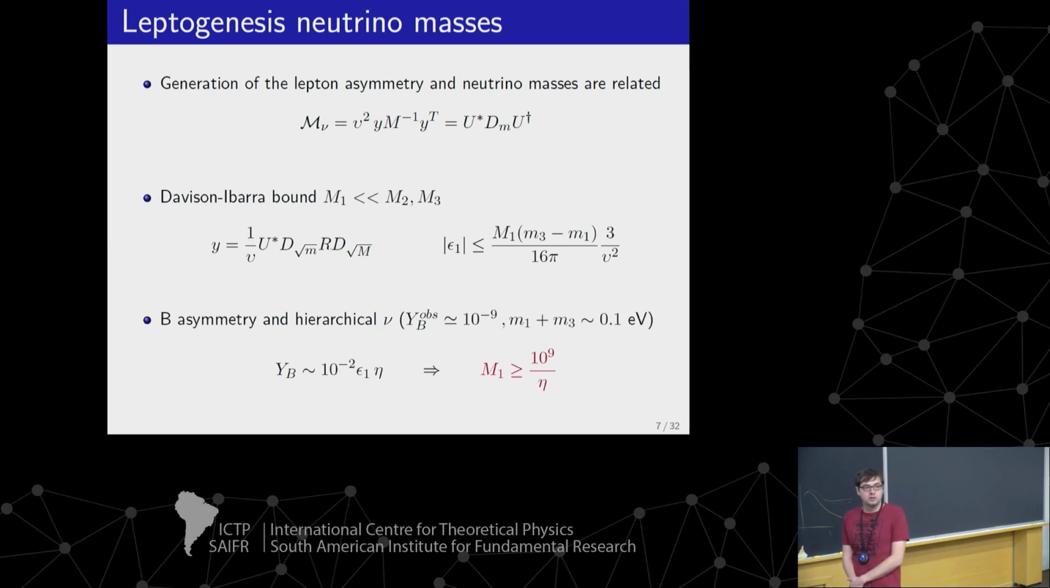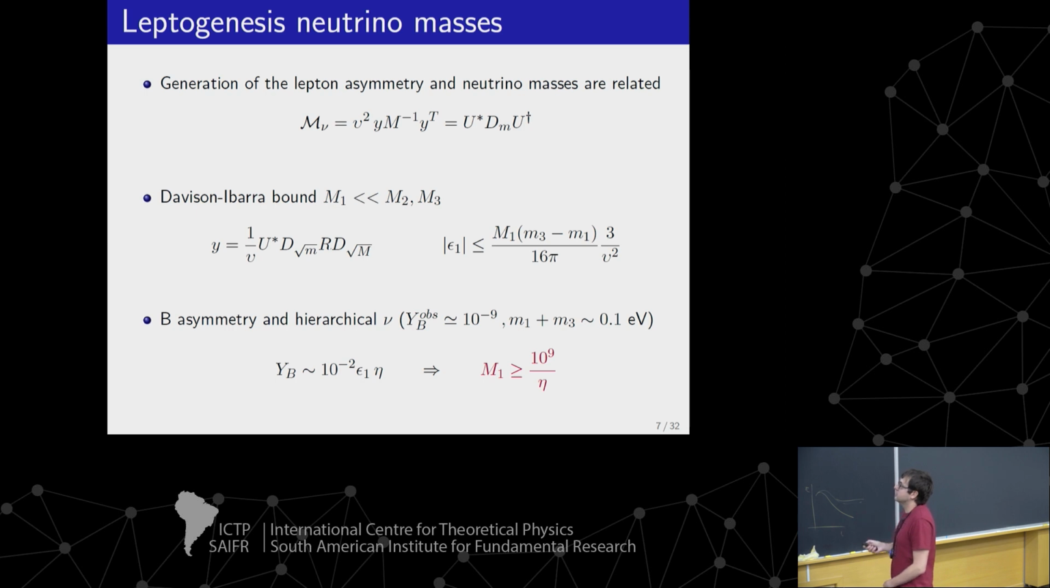What does the square root of M mean? It's the diagonal matrix where you have the square roots of the eigenvalues of the small neutrino masses. You can parameterize this in this way. If you substitute this there, then you get that R is an orthogonal matrix. Then you work out this inequality.